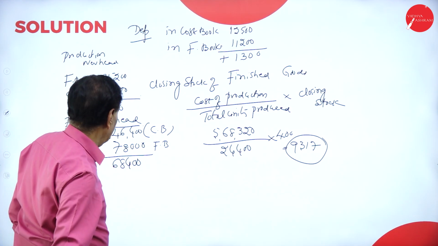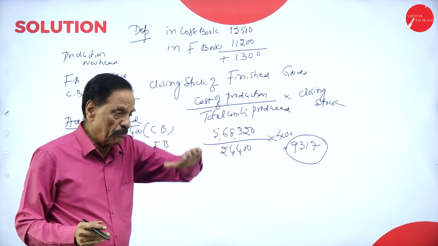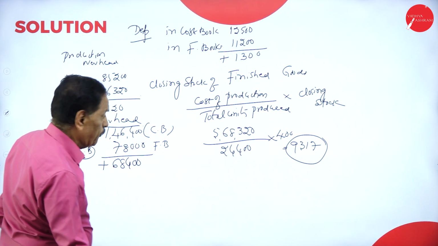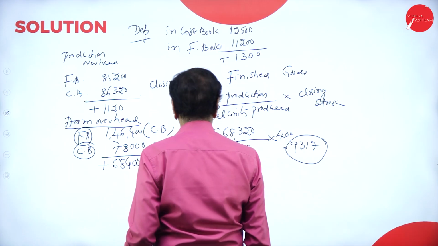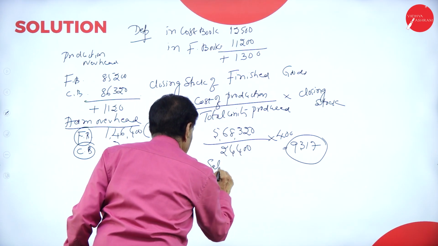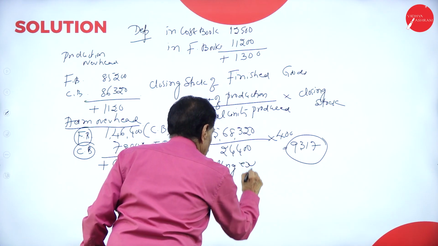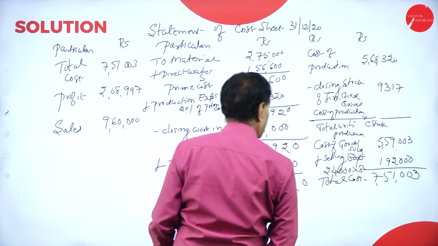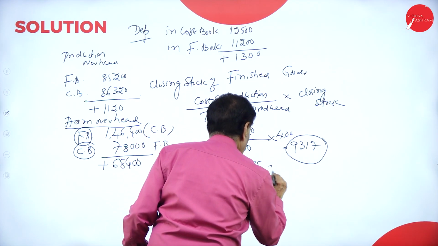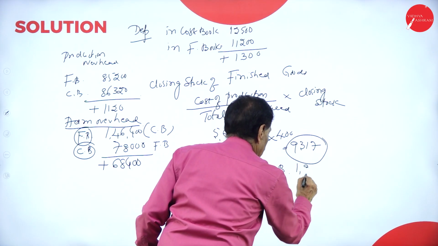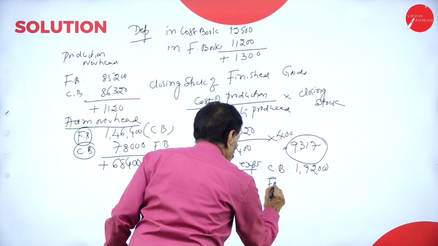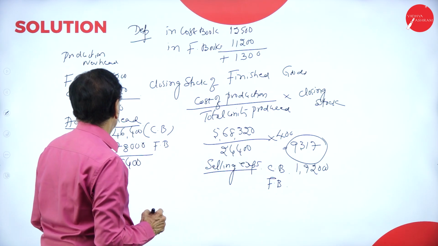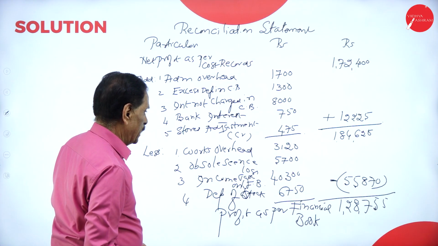Who charges more? Cost book charges more, so their profit will be less. Add back 68,400. Last one, selling expenses. As per cost book 1,92,000. Financial book selling expenses 85,600.